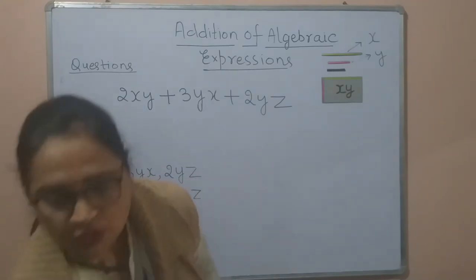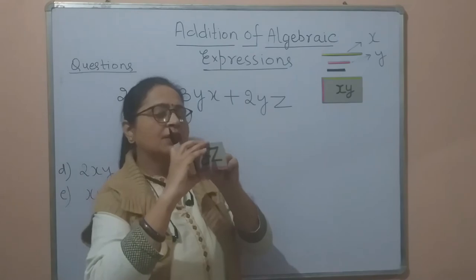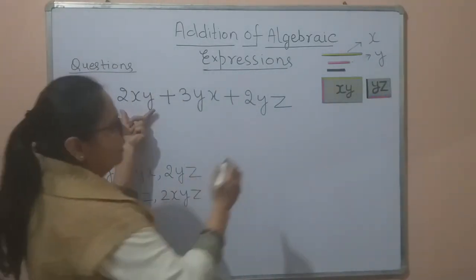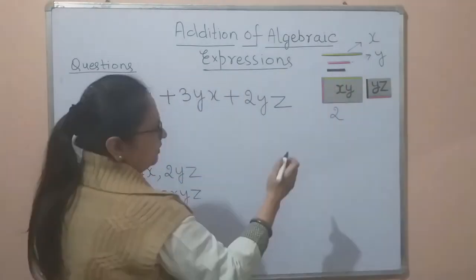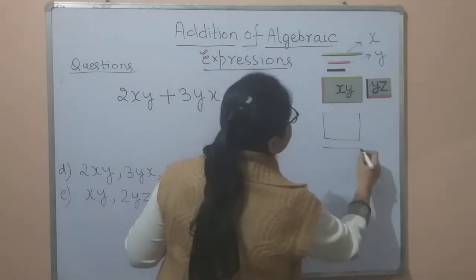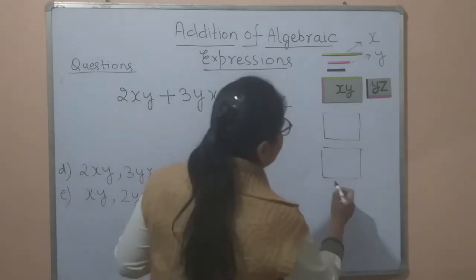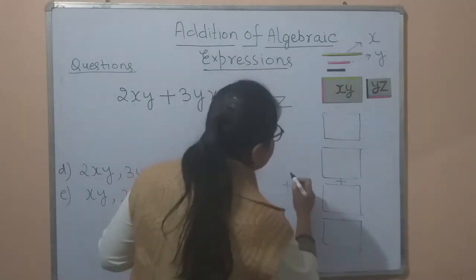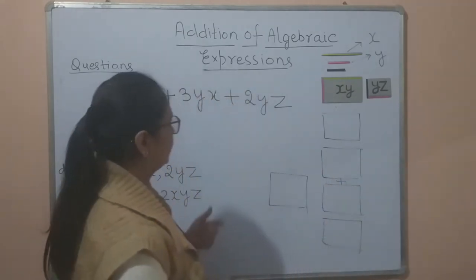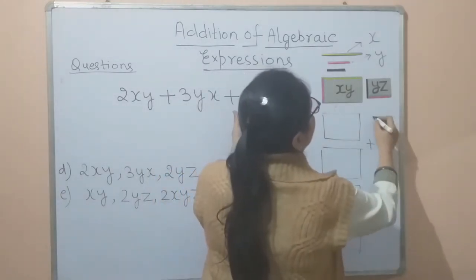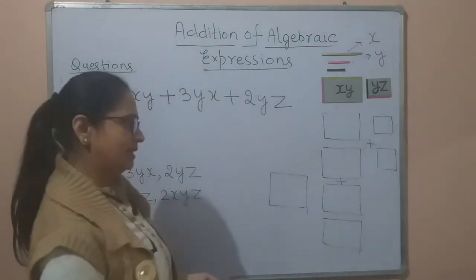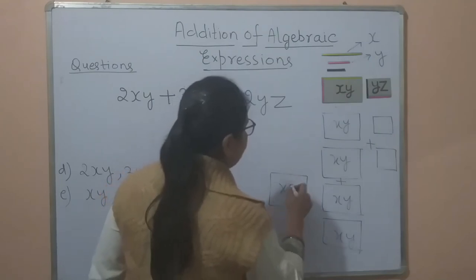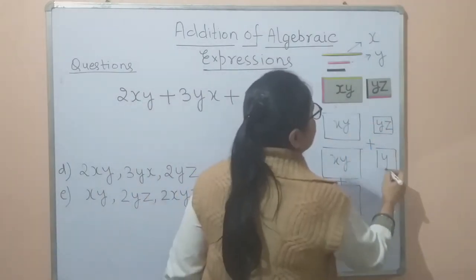And suppose we have made this rectangle, we consider this rectangle to be yz. Then we have to add 2xy, that means there are two such rectangles, added to 3 more such rectangles, plus 2yz. Alright, so here we have xy, xy, xy, all these are xy, and these are yz.